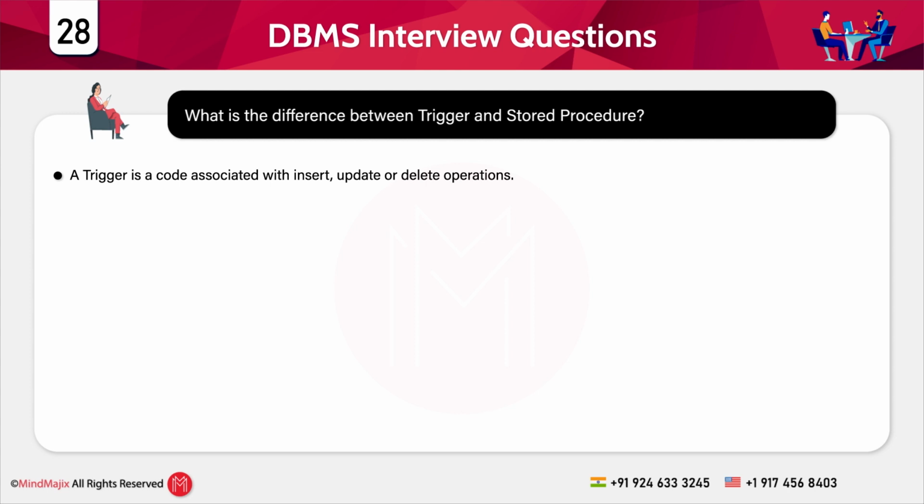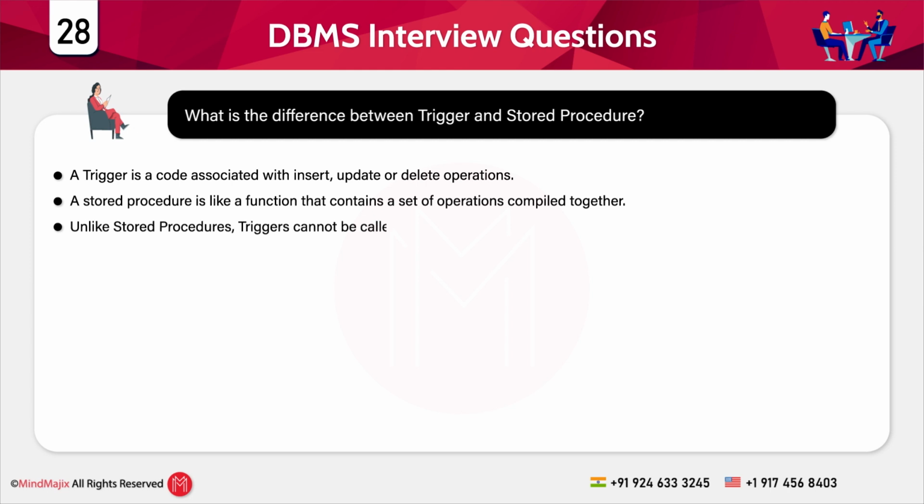And now if you talk about stored procedures, this is like a function that contains a set of operations that are compiled or combined together. It contains a set of operations that are commonly used in an application, and it is done for some common database tasks. So the difference here is, unlike stored procedures, triggers cannot be called directly. They can be only associated with queries. So this is a very important difference between a trigger and a stored procedure.